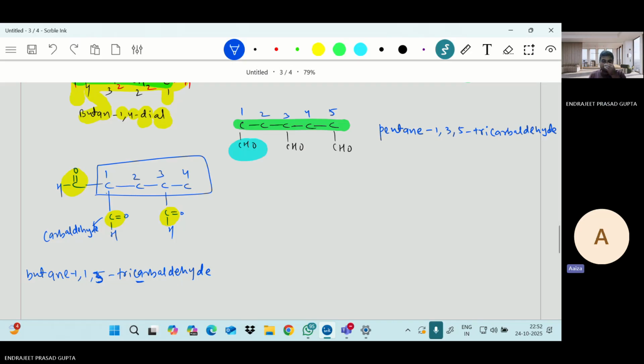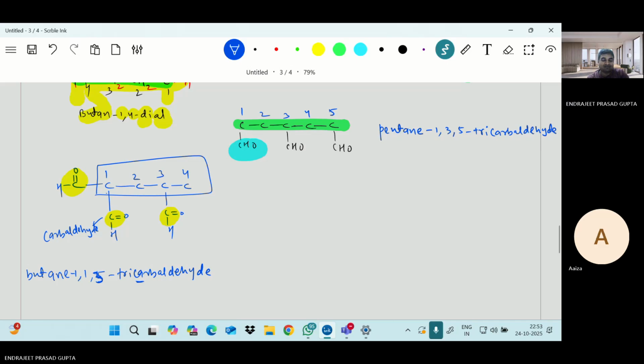Sir, but why can't we take the first CHO group in it and make it pentane? Because it will become a longer chain, right? If you take the first aldehyde, what about the other two aldehydes? The IUPAC nomenclature rule says, in the case of a terminal functional group, either you include all the functional group carbons or leave out all the functional group carbons. Don't consider just one or two.